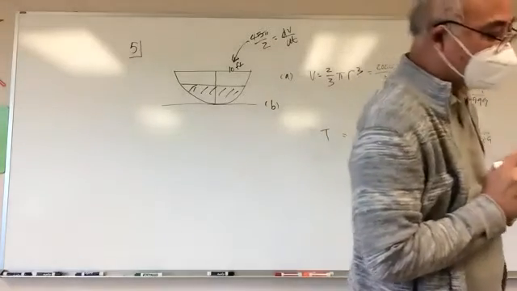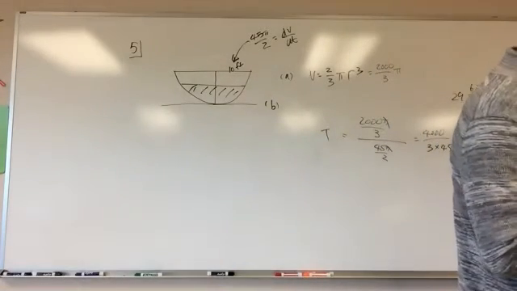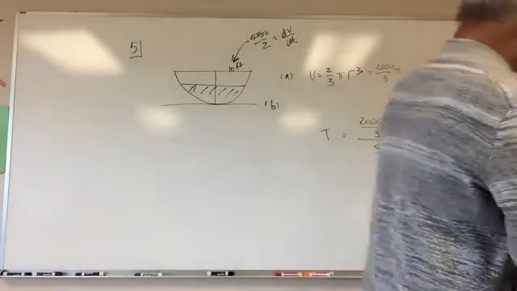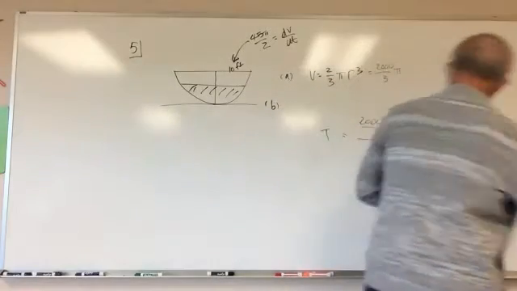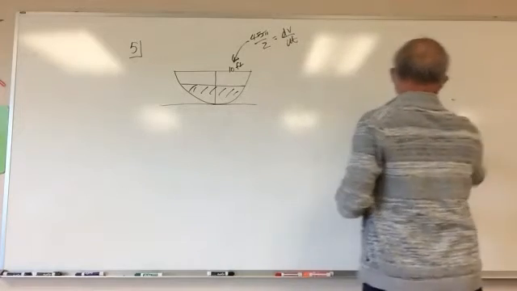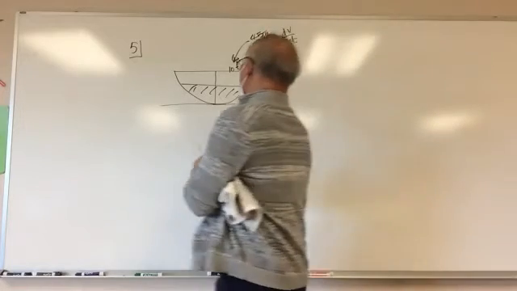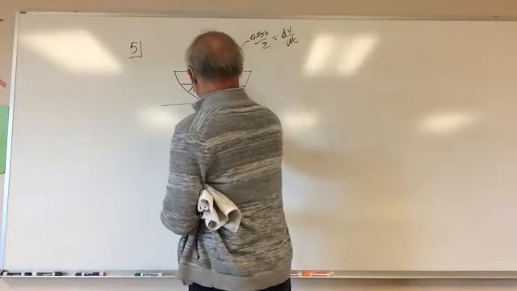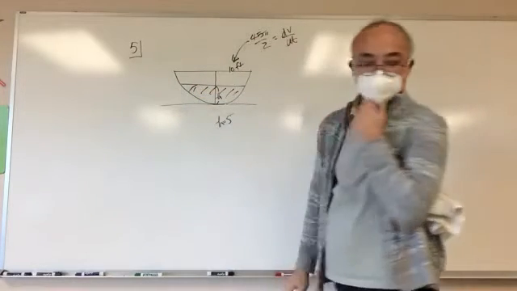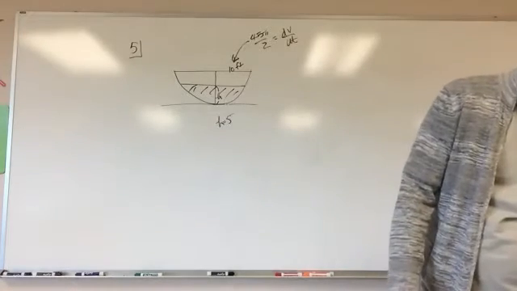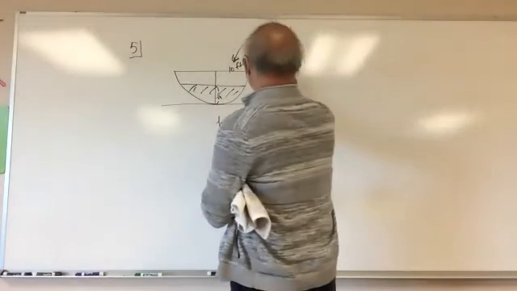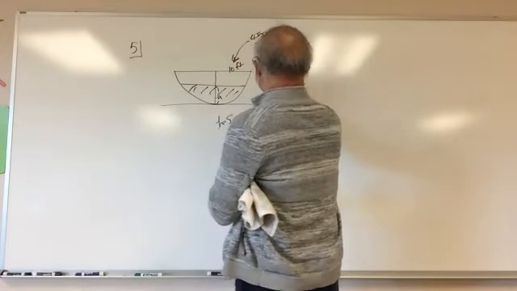How fast is the water level rising when the water is 5 feet deep in the center? Okay, so here we go. This is the hard part, right? Now we're going to talk about the actual problem. We'll call this height h. When h is equal to 5, what do we want to find? We want to find dh/dt, because we're trying to find this.